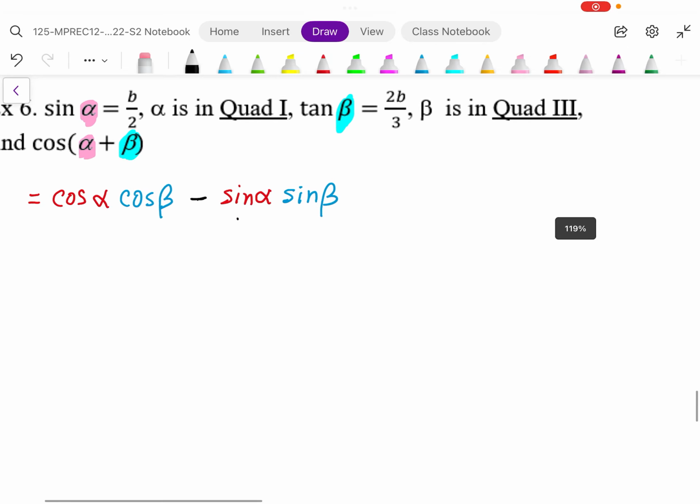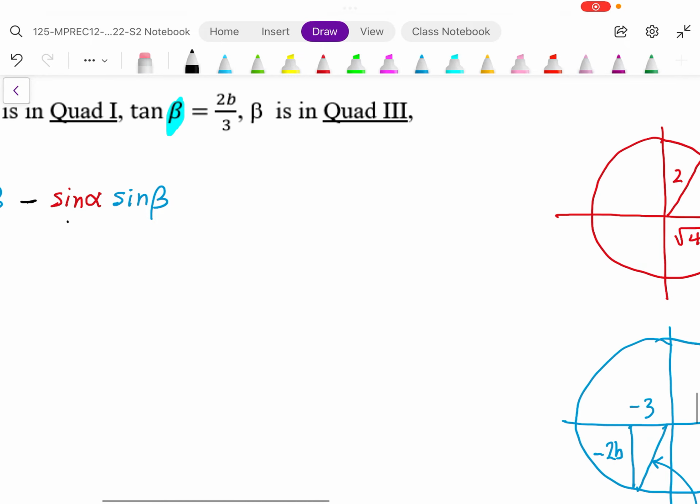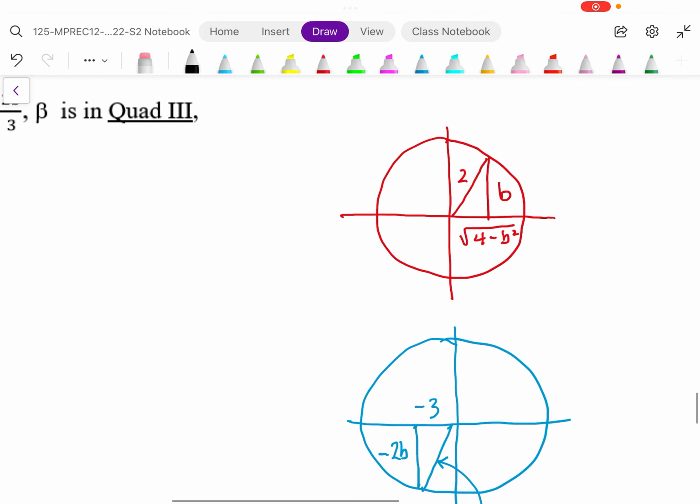I also need to establish what alpha and beta look like. I've been given the quadrant, so I know my plus and minuses. And so alpha, I'm going to draw in quadrant 1, and sine is b over 2, so I wrote my vertical as b, my radius is 2. Using Pythagoras, I get 2 squared minus b squared to get the horizontal side length. Remember, you're subtracting here. So this is my picture for alpha. This is angle alpha.